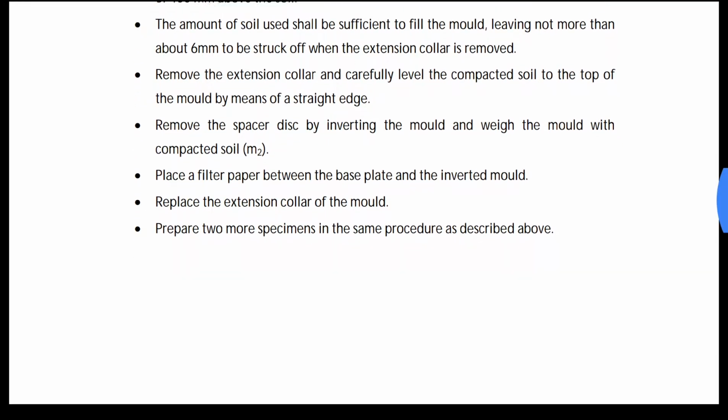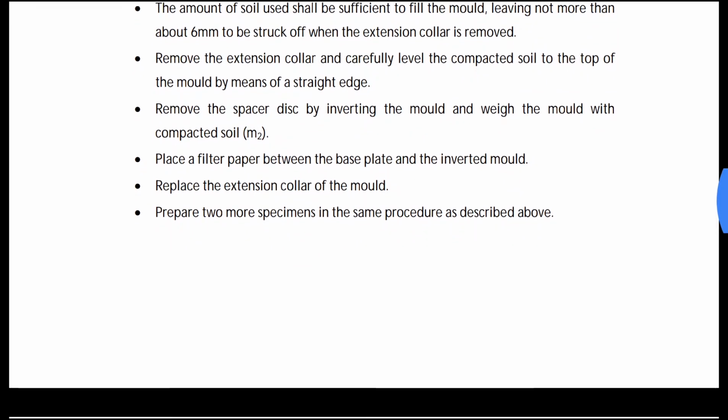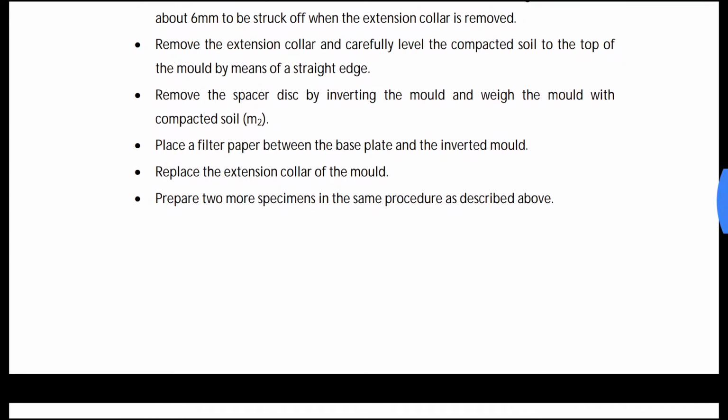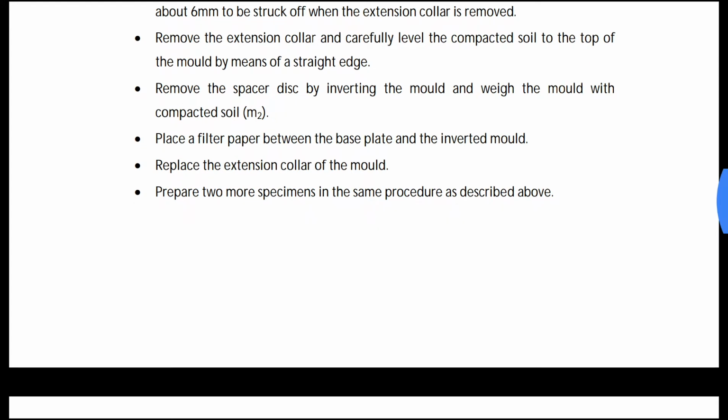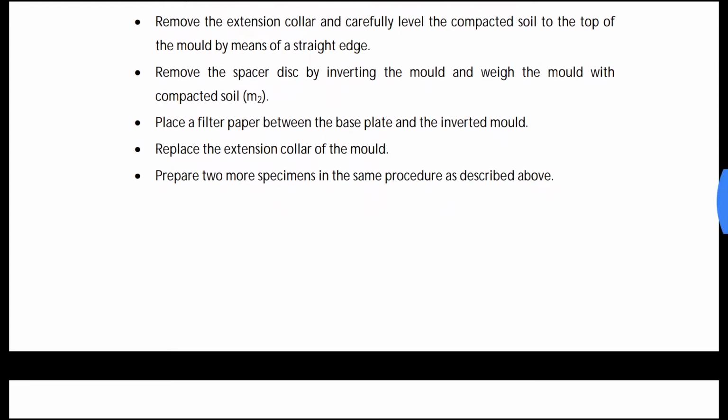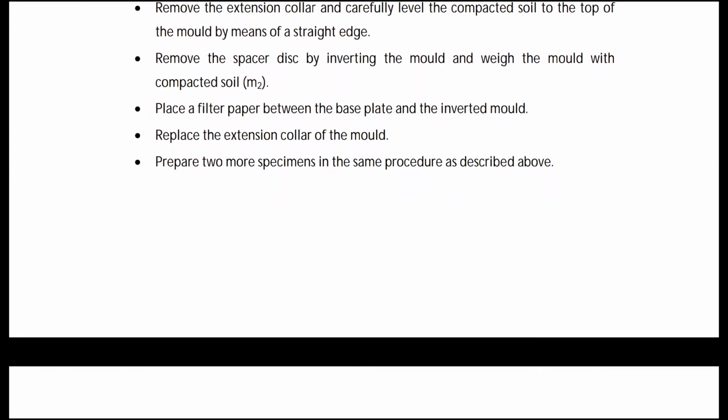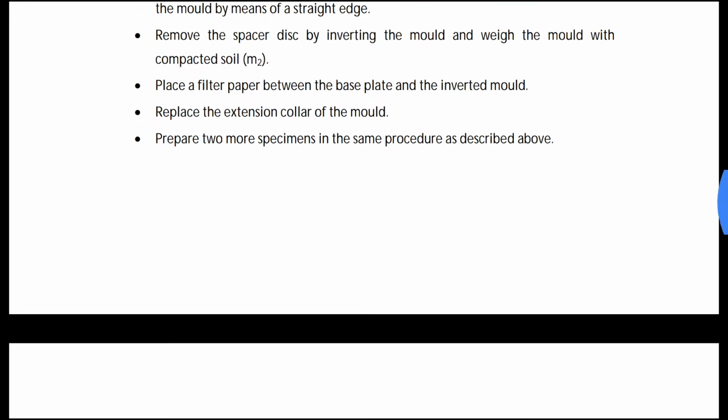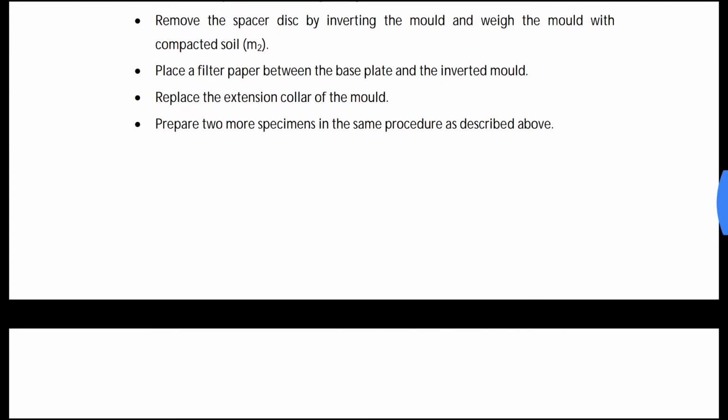The amount of soil used shall be sufficient to fill the mold, leaving not more than about 6 mm to be struck off when the extension collar is removed. Remove the extension collar and carefully level the compacted soil at the top of the mold by means of a straight edge. Remove the spacer disc by inverting the mold and weigh the mold with compacted soil. Place a filter paper between the base plate and inverted mold.